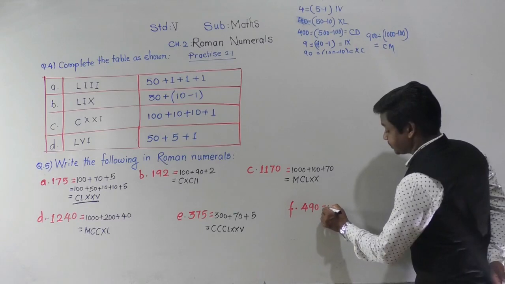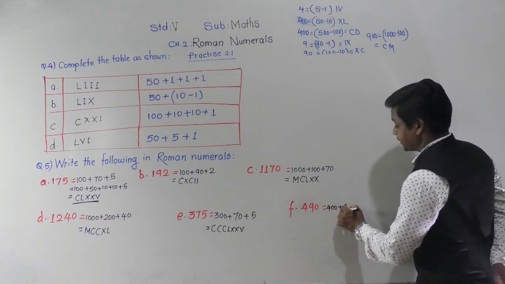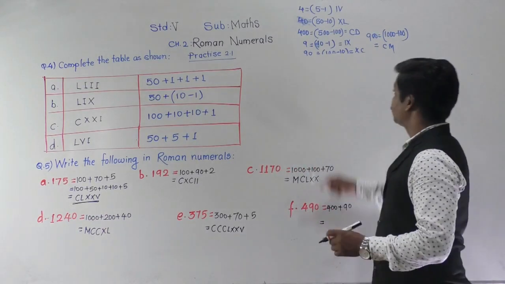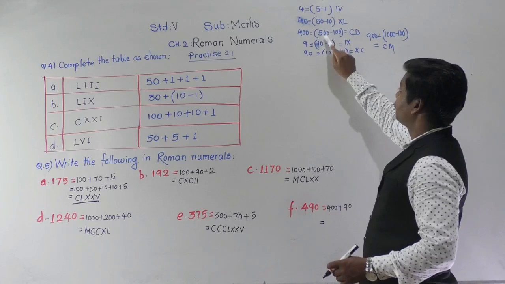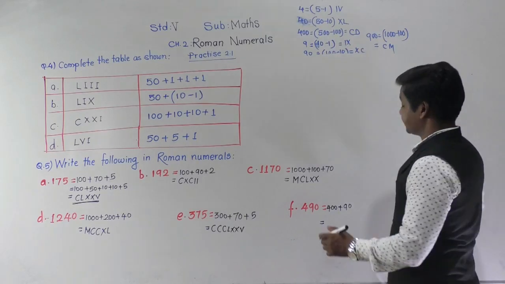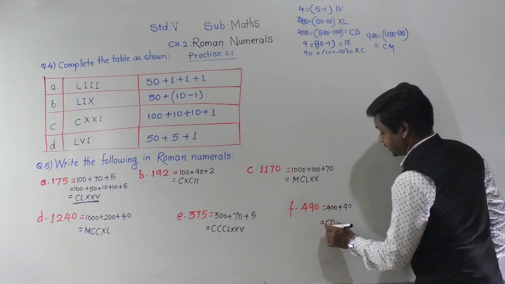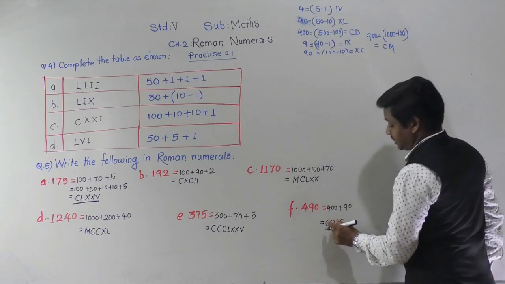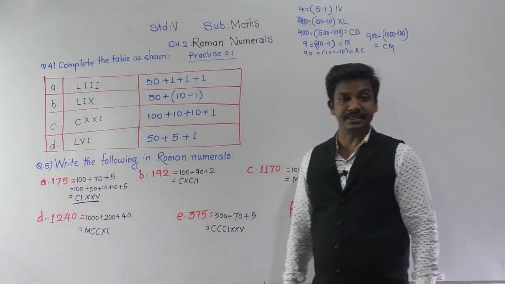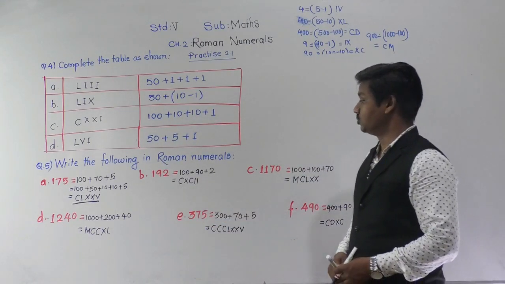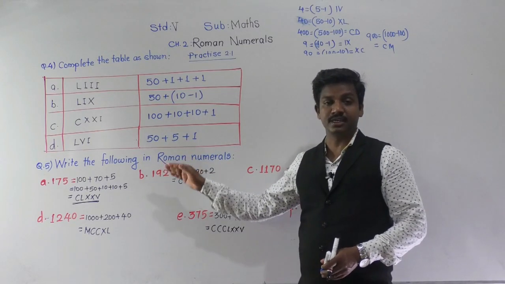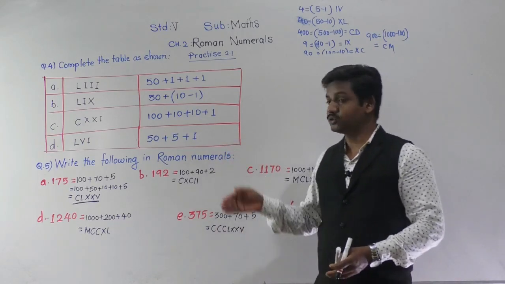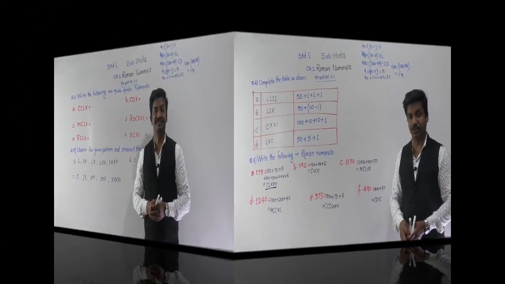490, 400 plus 90. Again, there are no special symbols for 490, but how to compose 400? 500 minus 100, that is CD, C before D, and 90, 100 minus 10, that is XC. So CDXC, that is 490. This way we can convert Hindu Arabic numerals into Roman numerals. Understood? Pause this video and write this in the textbook.